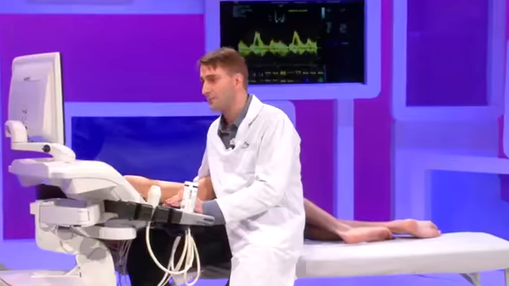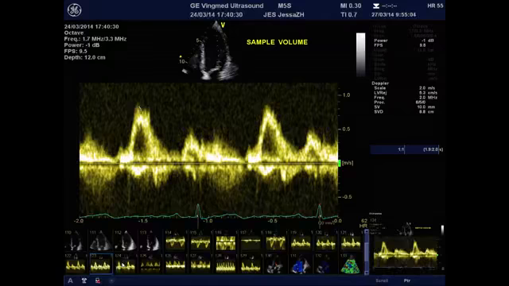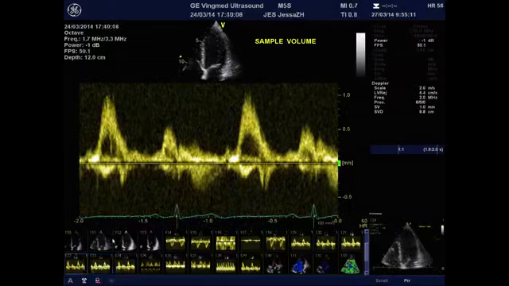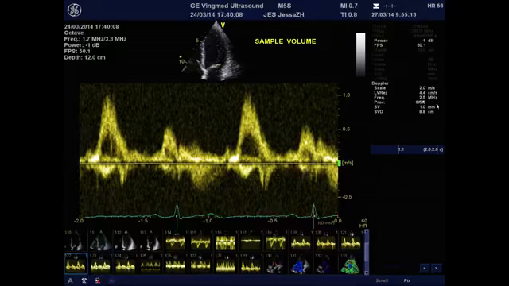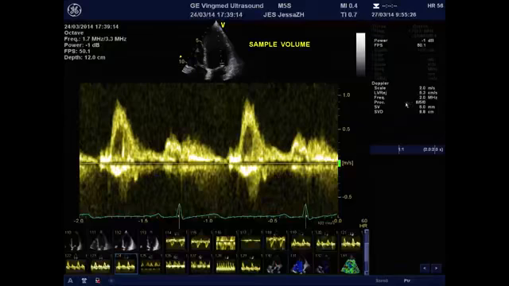Next point I want to mention is sample volume. If you put your sample volume very wide, as we have here, you resolve more velocities, but your signal is not crisp. It's much more difficult to make correct measurements. If you put your sample volume very low, as is the case here, the sample volume is only 1 millimeter, you will have much more crisp signals where you can do measurements, but you might not resolve all velocities that go through that sample volume. So the optimal sample volume often is in the range of 5 to 7 millimeters.